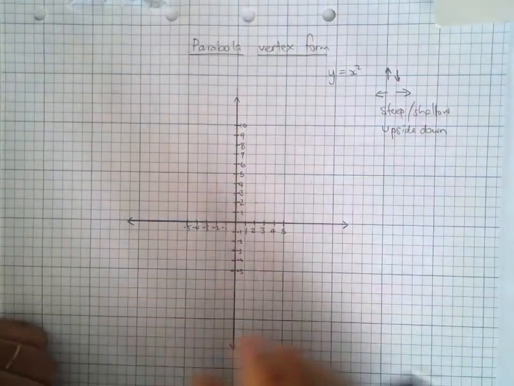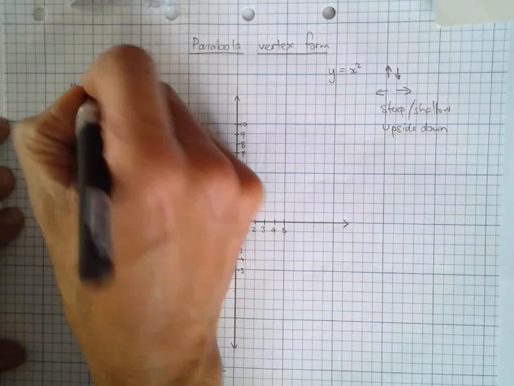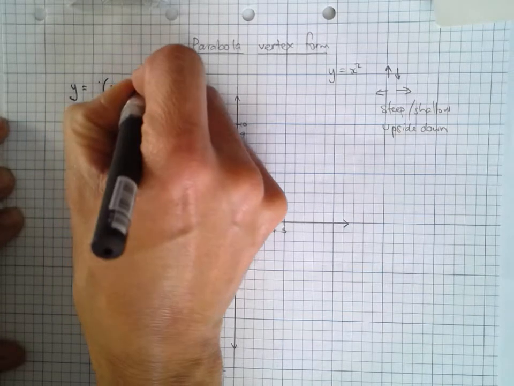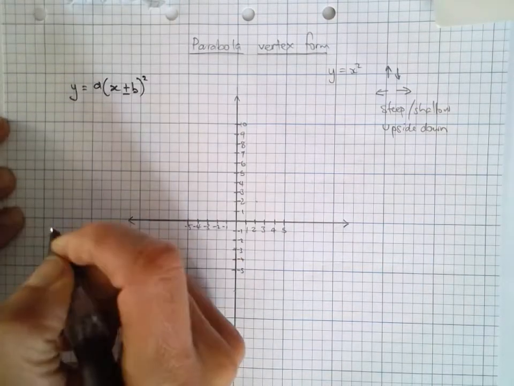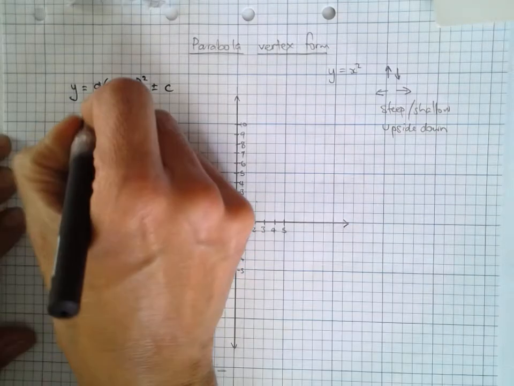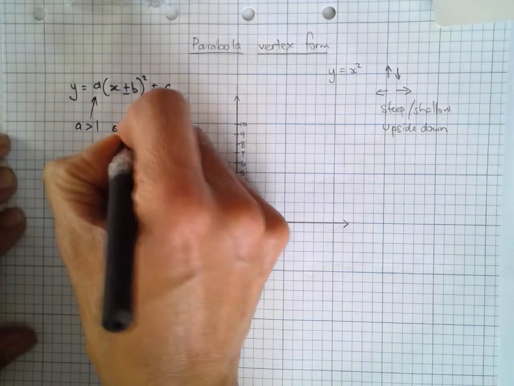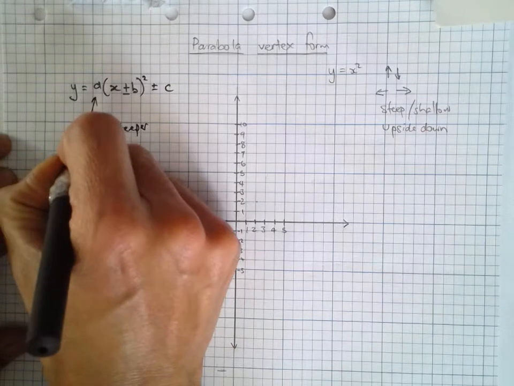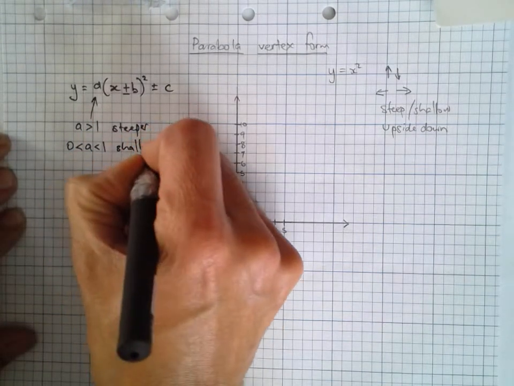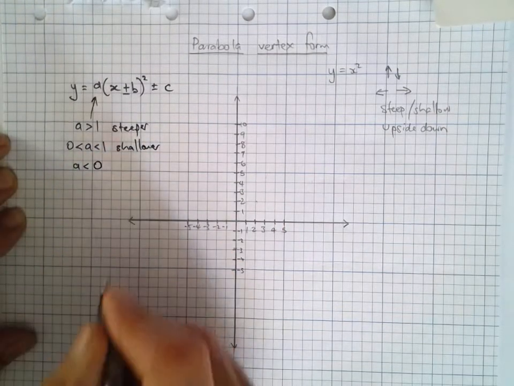And the way we do that, okay, if I've got a parabola y equals a times (x plus or minus b) squared, plus or minus c. Remember, if a is greater than 1, it's steeper. If a is between 0 and 1, it's shallower. And if a is less than 0, if a is negative, it's upside down.